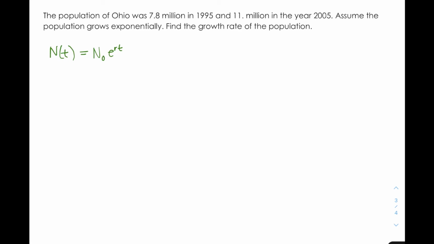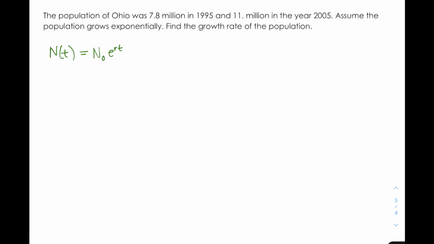All right, so now we're going to do some problems on Unit 1, Learning Target 4. It's similar to Learning Target 3, except for now, before we can actually do the solving, we have to set up the equation ourselves from words. So we've got the population of Ohio was 7.8 million in 1995 and 11 million in the year 2005. Assume the population grows exponentially. Find the growth rate of the population.